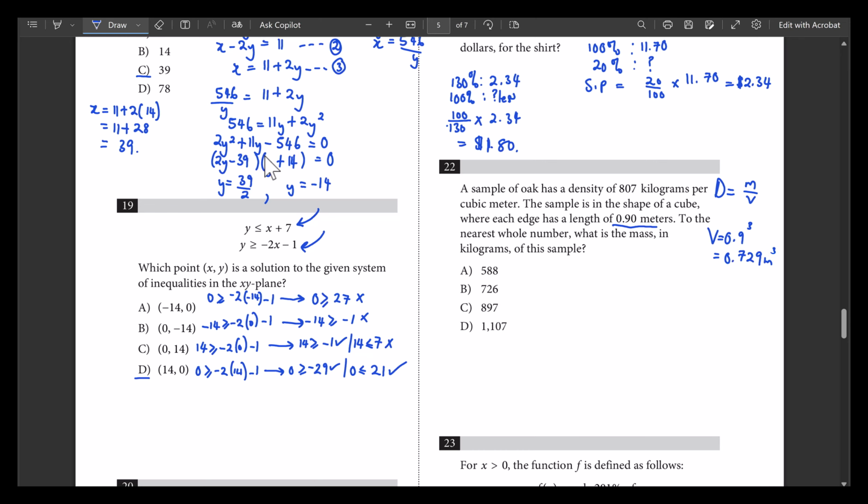cubic meters. 807, which is our density, is equal to the mass over the volume 0.729, giving us the mass as 807 times 0.729, and we get 588.303 kgs. Rounding this off, we get our answer as 588.